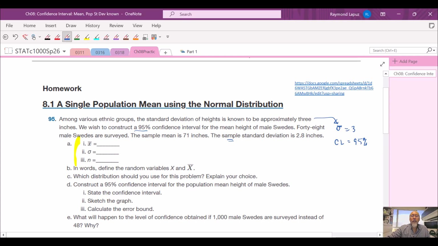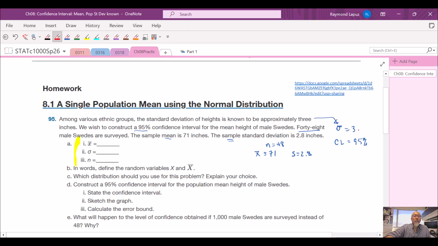Then 48 male Swedes are surveyed, so there's going to be an N value that's 48. The sample mean, denoted by X bar, is 71. And the sample standard deviation, denoted by S, is going to be 2.8. Out of all these, we're not going to need the sample standard deviation S because this is the section where we're going to assume that we know the population standard deviation, which is 3.